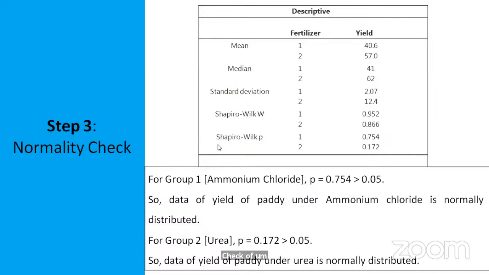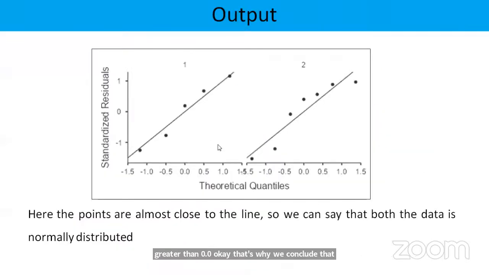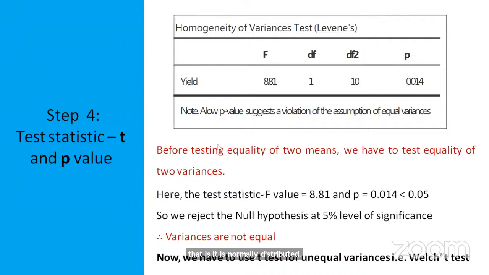If both p-values are greater than 0.05, we conclude that the data is normally distributed. After that you draw the QQ plot. Then you go with the homogeneity of variance test, because it is a two sample test. We get the p value as 0.014. It is less than 0.05. So we reject the null hypothesis, that is, the variances are not equal.